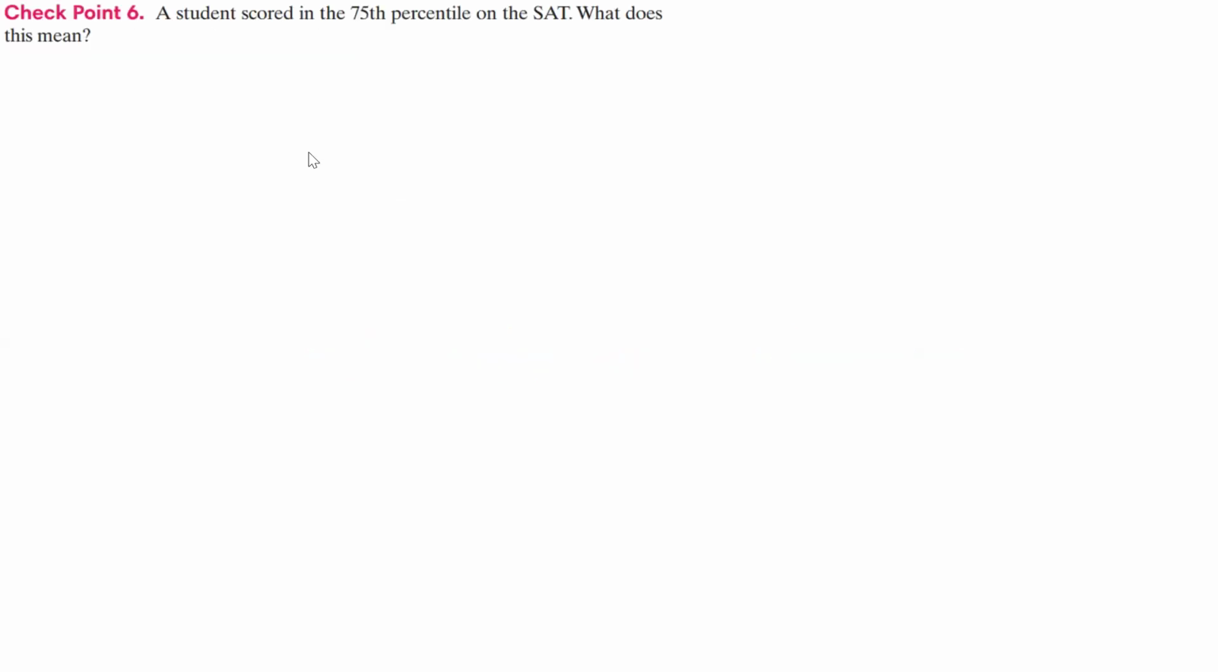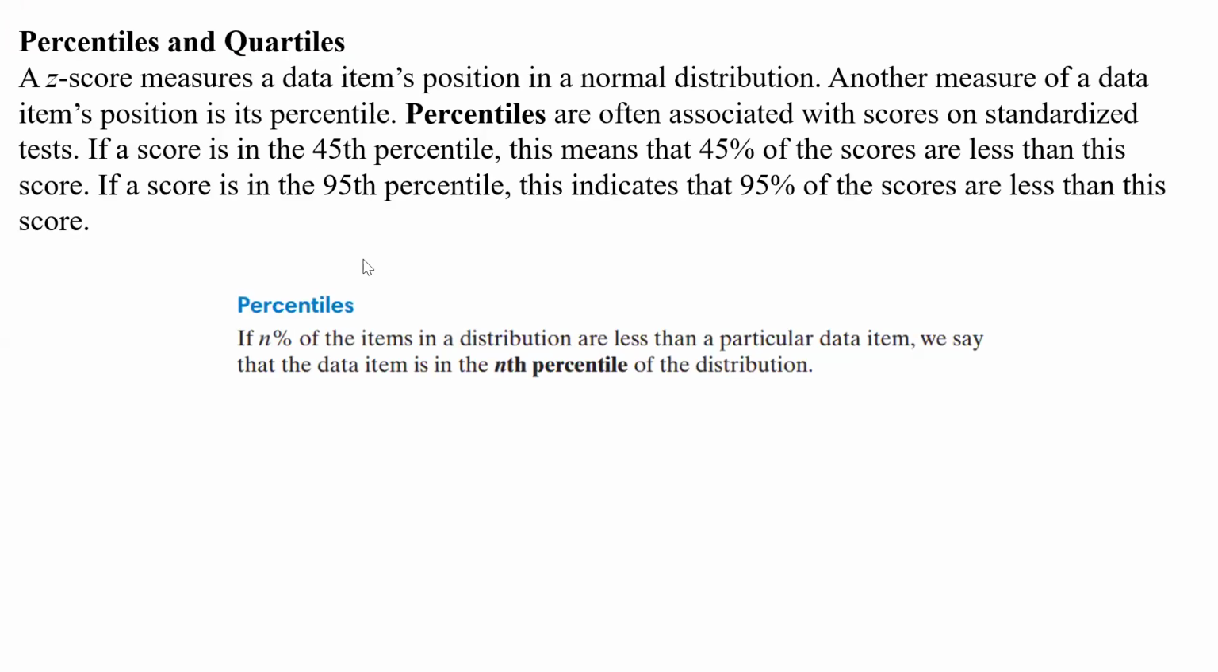You might have seen on a test you've taken that you got into the 75th percentile or the 44th percentile. If we got into the 45th percentile, that means that 45% of the scores are less than this score. And if you score in the 95th percentile, it means 95% of the scores are less than this score. So the higher you get, the better your score is, because there are a lot more people below you than if you were at the 45th percentile.